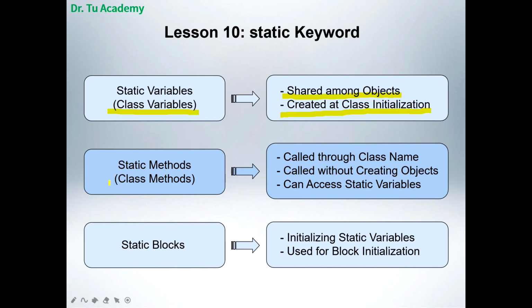If we put the keyword static in front of a member method, then this method is called a static method. Static methods are accessed by calling the class name dot method name. We don't need to create an object to use the static method. We just call the class name dot method name.